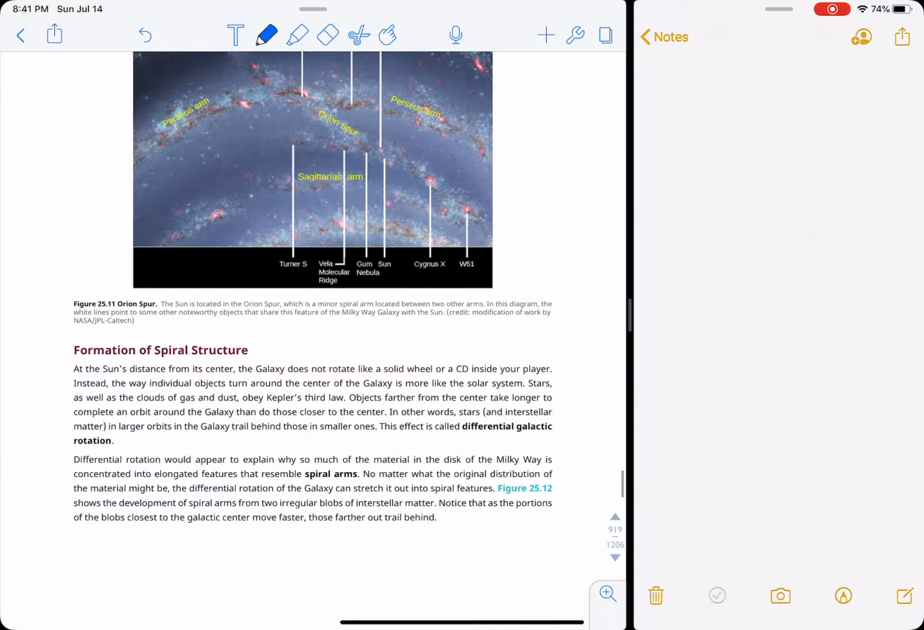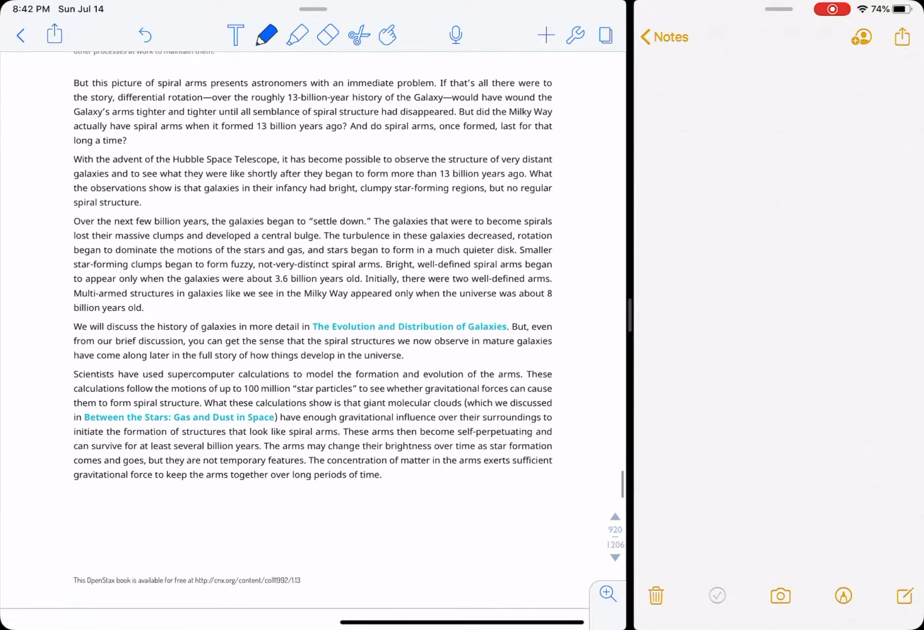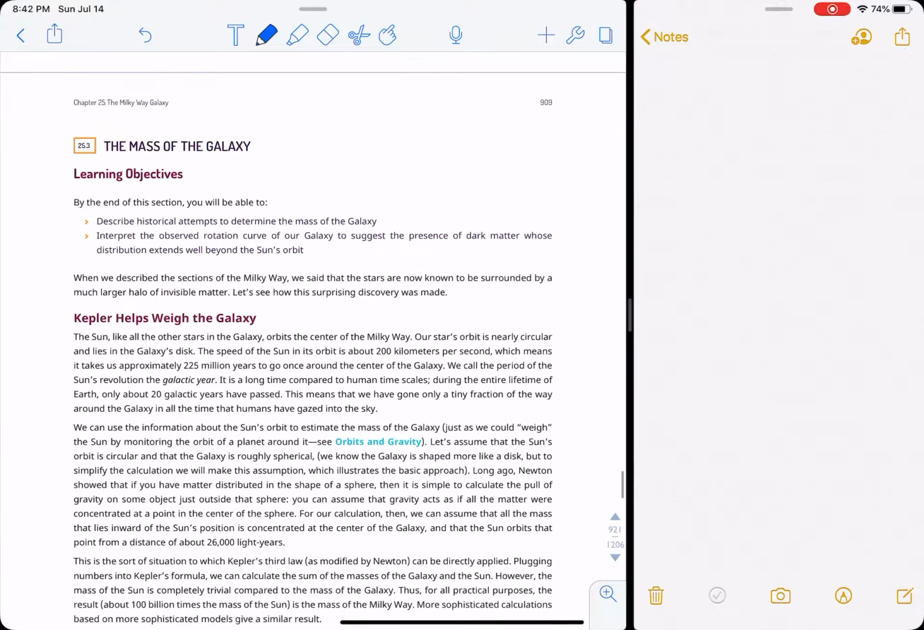That's cool pictures. This is another idea for a simplified model for the formation of spiral arms. As two things orbit around each other, you'll eventually get this spiral shape. We pretty well understand that.